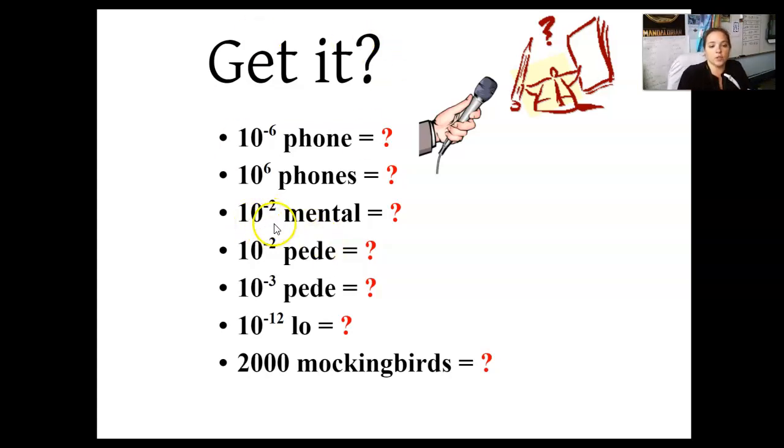10 to the negative 2 mental, sentimental. 10 to the negative 2 pede, centipede. 10 to the 3rd pede is a millipede. 10 to the 12th low is piccolo. And then last but not least, 2,000 mockingbirds is going to be 2 kilo mockingbirds.